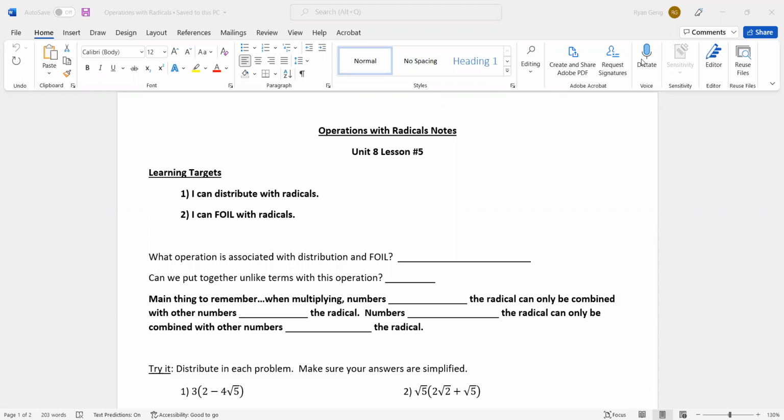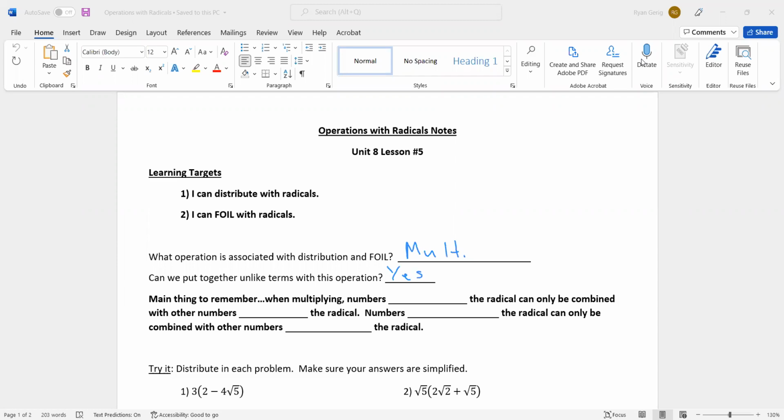All right, so what operation is associated with distribution and FOIL? You should think multiplication when you see that. Can we put together unlike terms with this operation? Learned that last lesson that yes, you can.